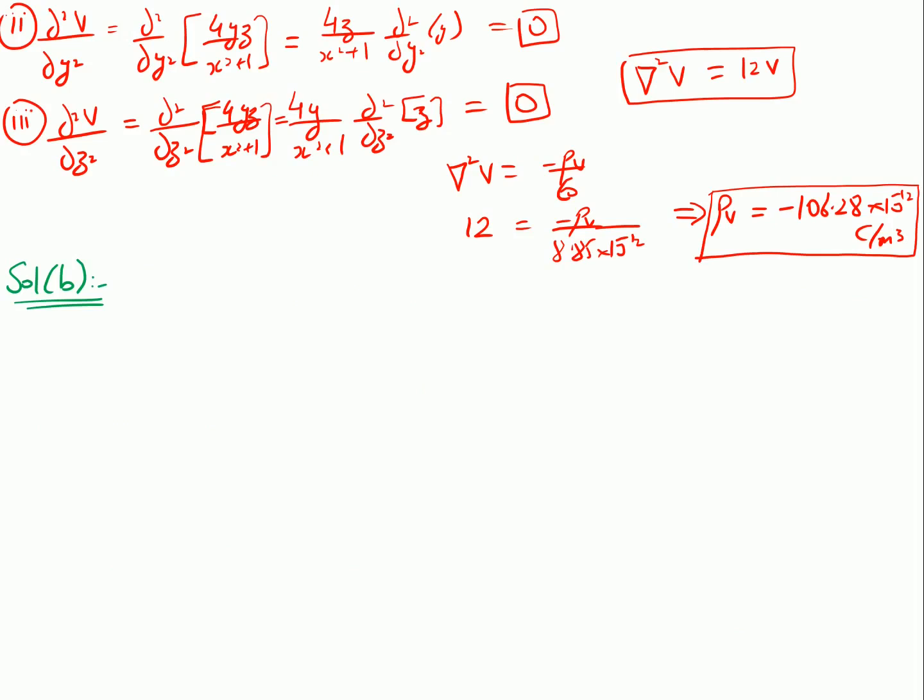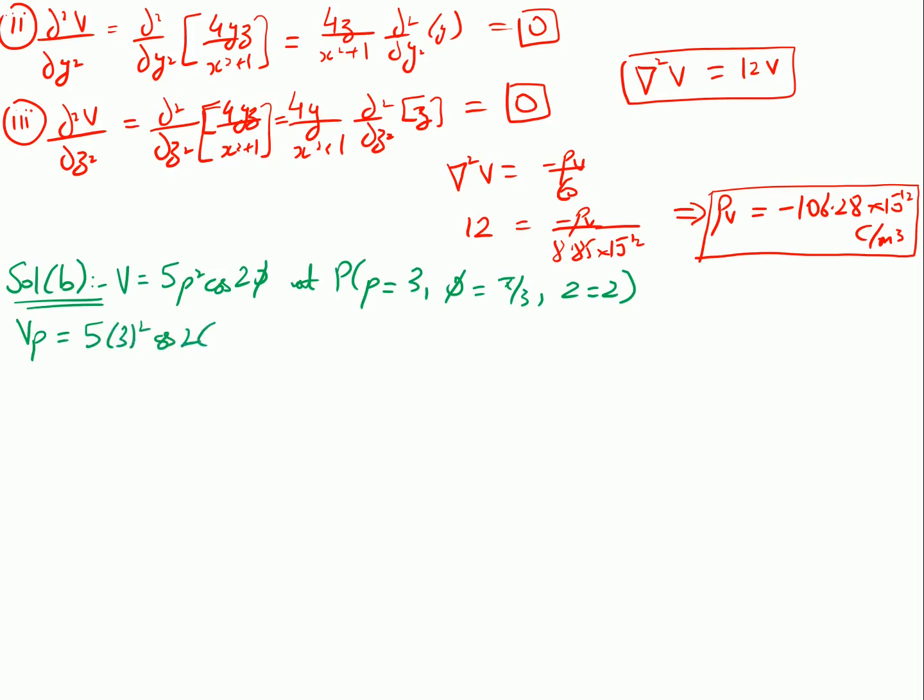So the potential is 5 rho square cos of 2 phi at P, having a value of 3, phi is pi by 3, and z equals 2. So we need to find first the potential at P. You just input everything over here. So it is 5 times 3 square cos of 2 times pi by 3, and it comes out to be minus 22.5 volts. So this is the solution to the first part.